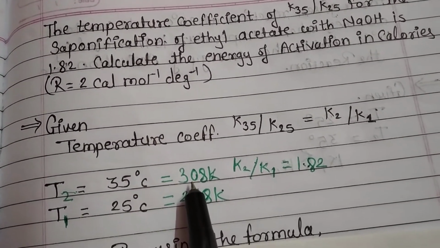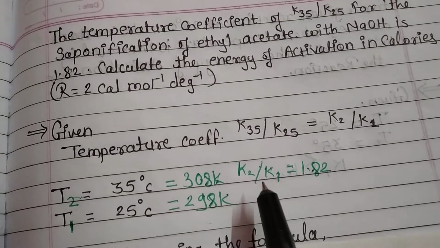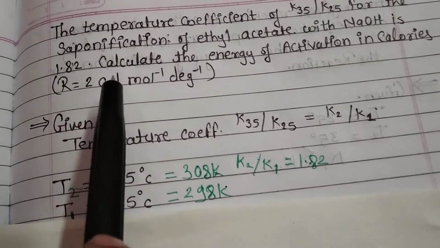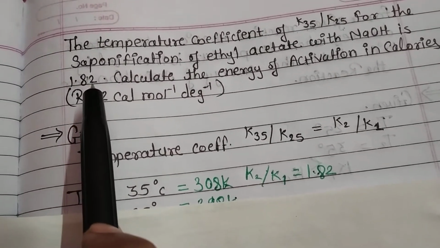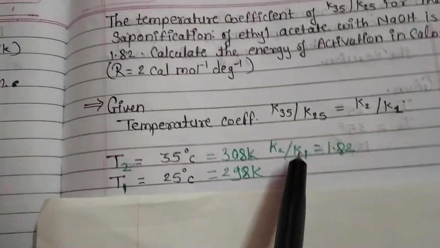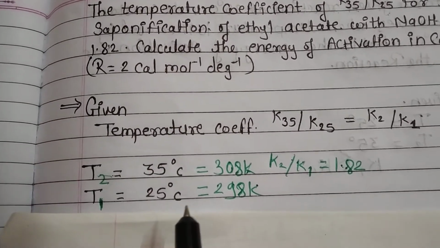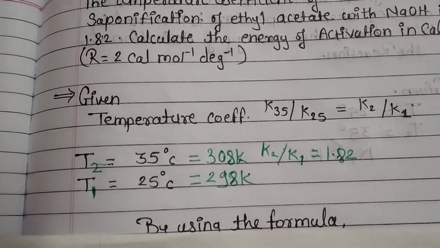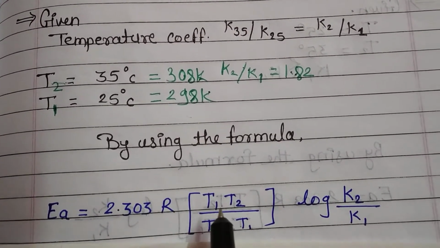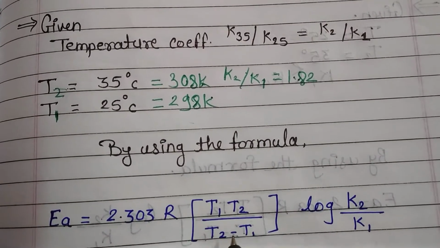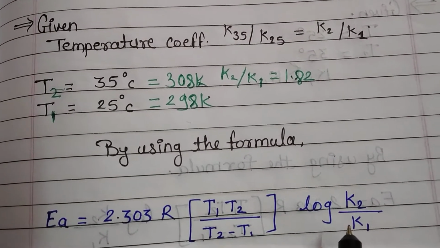So 35 is equal to 308 Kelvin and 25 is equal to 298 Kelvin. And the value of K2 upon K1 is equal to 1.82, because here the temperature coefficient is given. The value of R is also given. So we get all the given values and simply we have to calculate the energy of activation, using our formula Ea = 2.303 × R [T1 × T2 / (T2 − T1)] × log(K2/K1).